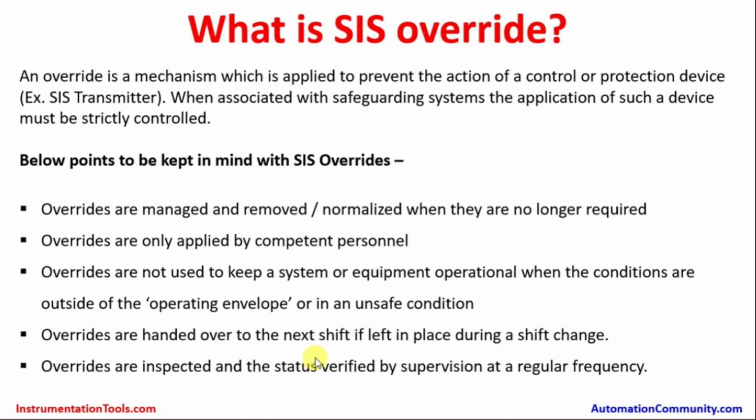An override is applied due to some reasons. It could be a failure of the instrument, or it could be another equipment in the process which needs to be isolated for a leak or some supervision or inspection or any other reason. So it has to be verified at regular intervals by the shift person who applied the override or who is in charge of the particular plant area, as well as the maintenance personnel who are attending to the fault. And it has to be restored as soon as possible.